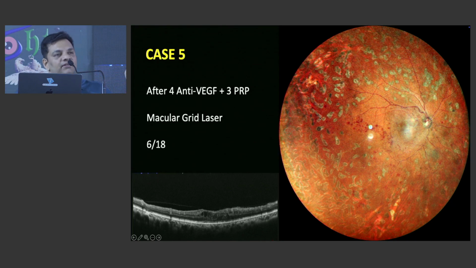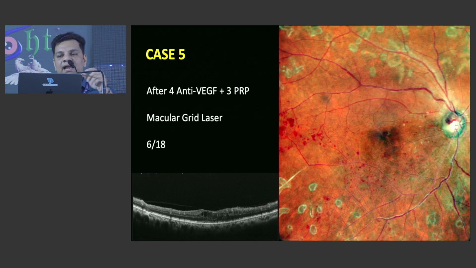You can see the extent of the laser. It's almost up to the periphery there. That's how much laser you have to do, almost up to the ora. And after this treatment, the vision is 6/18, and we also did a macular laser because she's already taken multiple anti-VEGFs. So we also have given a grid kind of laser close to the macula there.